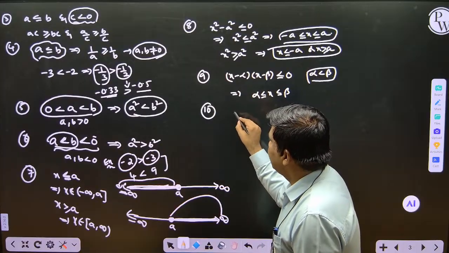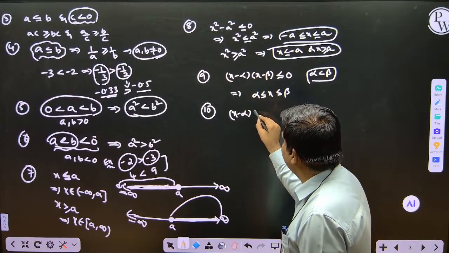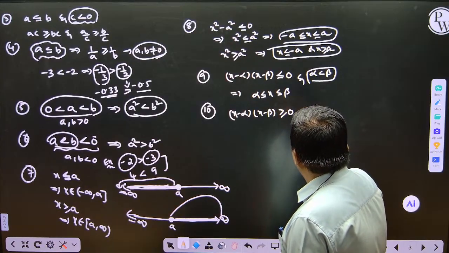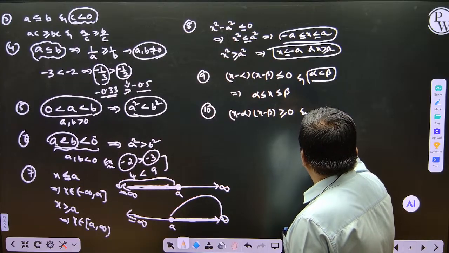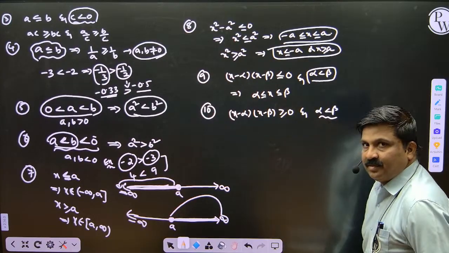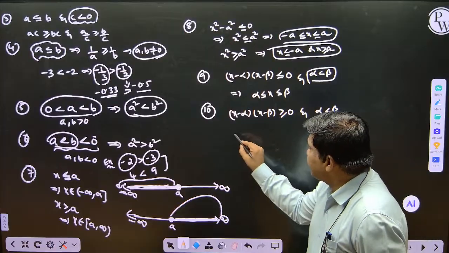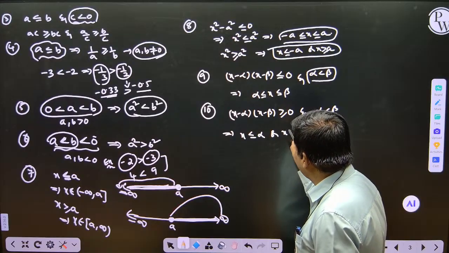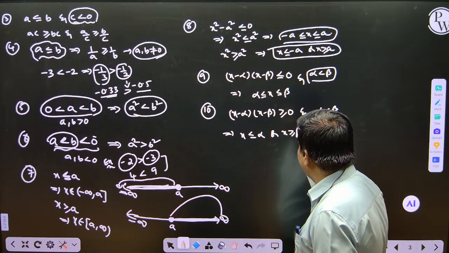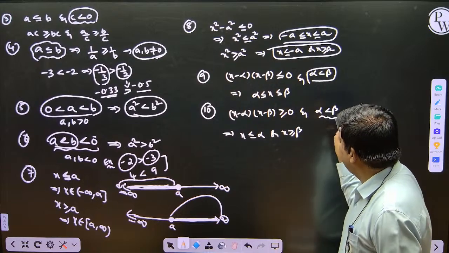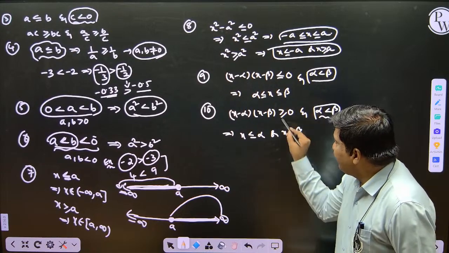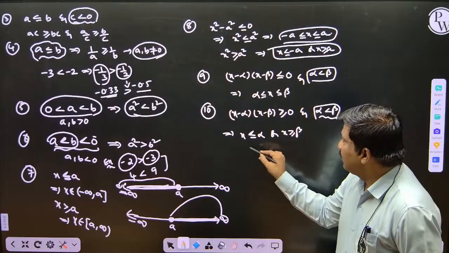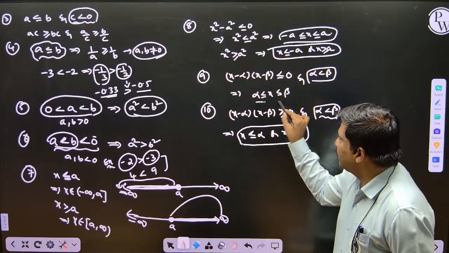Tenth one, x minus alpha into x minus beta greater than or equal to 0, and alpha is less than beta. If these two are solved, in such a case, x should be less than or equal to alpha, or x is greater than or equal to beta, whenever alpha is less than beta. If equality is not there, then no need to take equal. So these are the formulas, remember here.